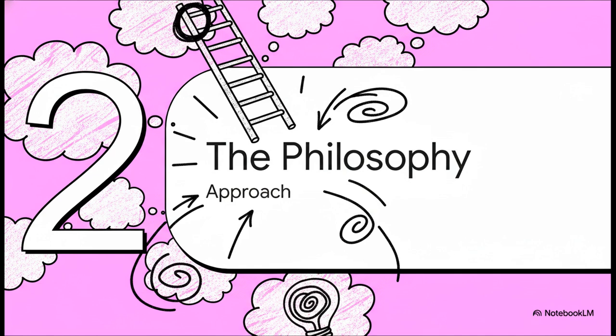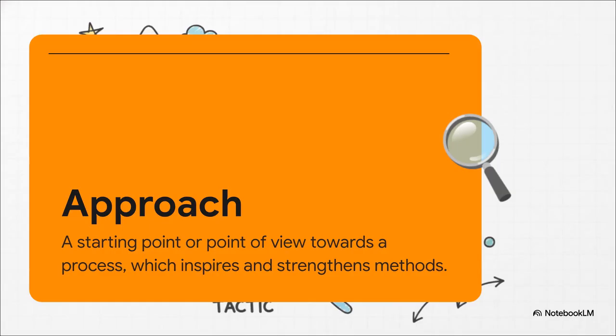So we have to start at the very top of the ladder. This is the most abstract level, but it's also the most important. We're talking about the approach. This is your core philosophy. Your approach is basically your point of view. It's not a plan, not at all. It's your belief system. It's the answer to the biggest question: why are we even doing this? It's the lens you look through for the entire project.